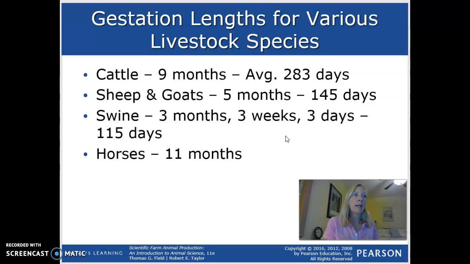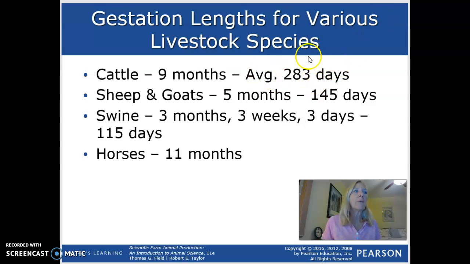So as far as gestation lengths go for various livestock species, I think you should know this, given it's an animal science class. Cattle are pregnant about 9 months, which averages about 283 days. And, really with cattle, because they're pregnant for a long time, they're kind of pregnant the same amount of time a human is.